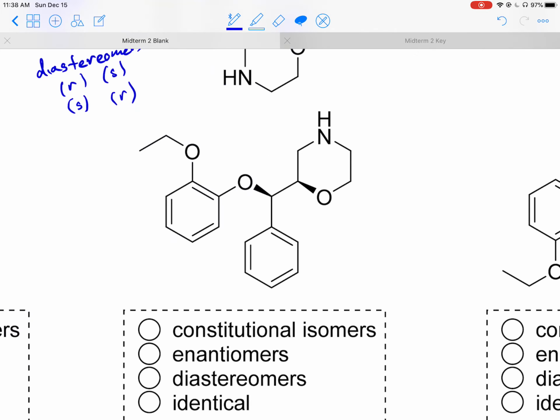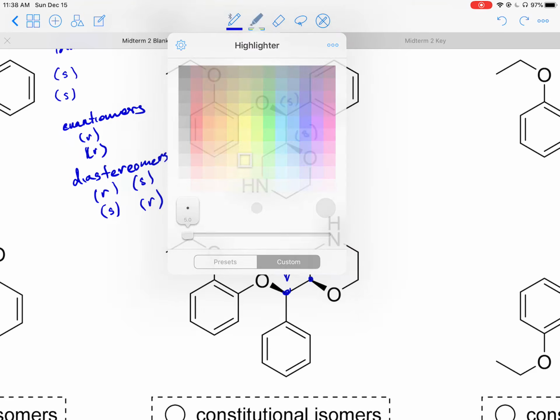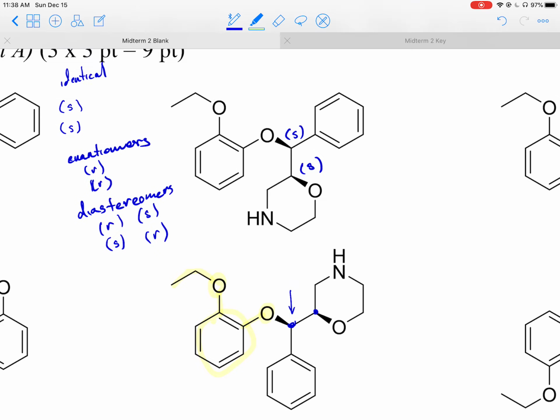Okay. So now we're looking at this one. Again, first let's determine if they are constitutional isomers, because then we don't have to look at the stereochemistry. We can just look at the connectivity and move on. So we have this carbon here and this carbon here. Let's look at what they're connected to. This carbon here is connected to the oxygen. Let's just follow it along with a highlighter. It's connected to the oxygen, which is connected to the benzene, and then one carbon away, it's connected to the epoxide with the oxygen and then the ethyl.